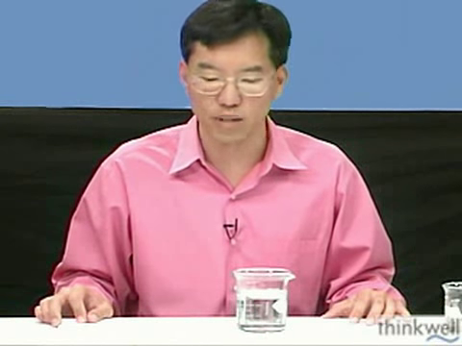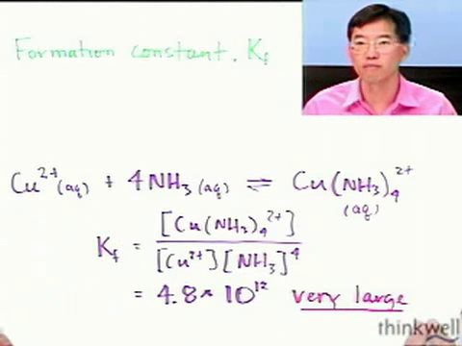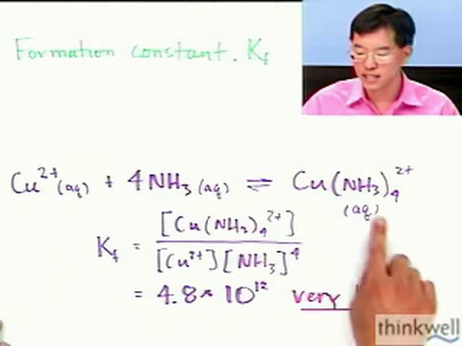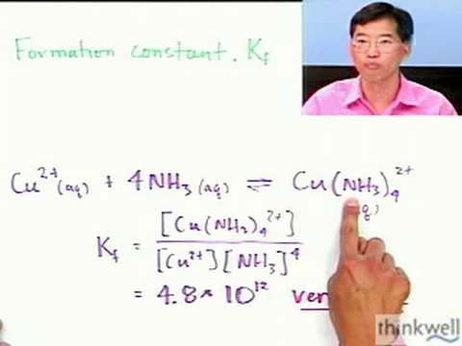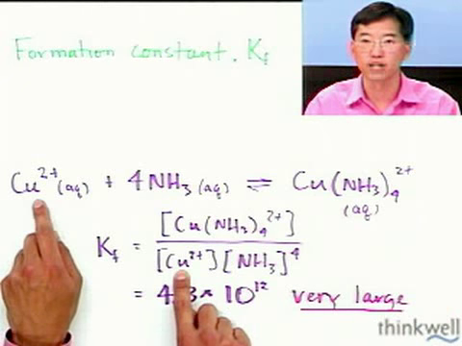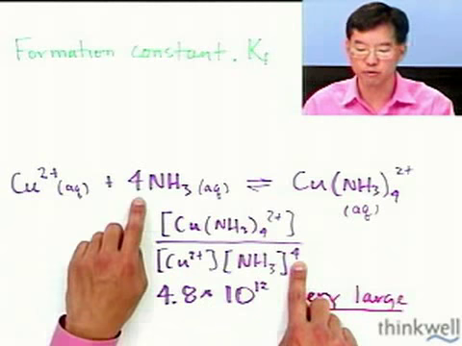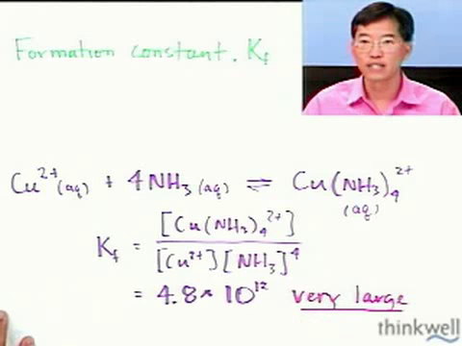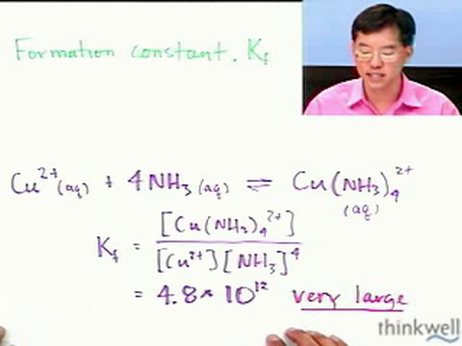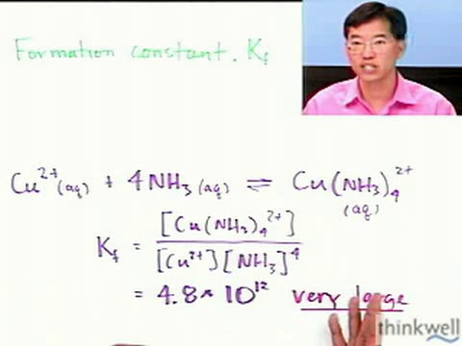Now, we can define an equilibrium constant for the formation of a complex ion. Cobalt 2+ reacts with ammonia to form this tetraammine cobalt 2+ cation, and the equilibrium constant for this reaction is just the concentration of the product divided by the concentration of the cobalt, and then the concentration of the ammonia raised to the 4th power. Remember, this 4 comes from the fact that the stoichiometric coefficient is 4 in front of the ammonia. And typically, formation constants for complex ions of this sort are very large. In other words, this reaction essentially goes to completion.